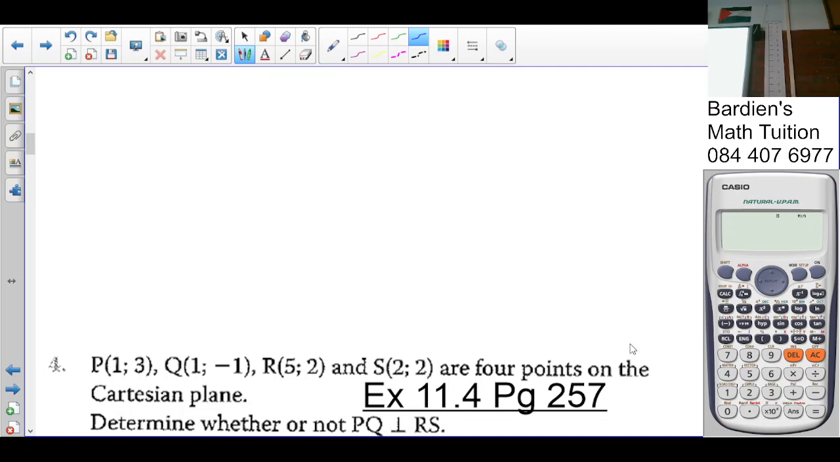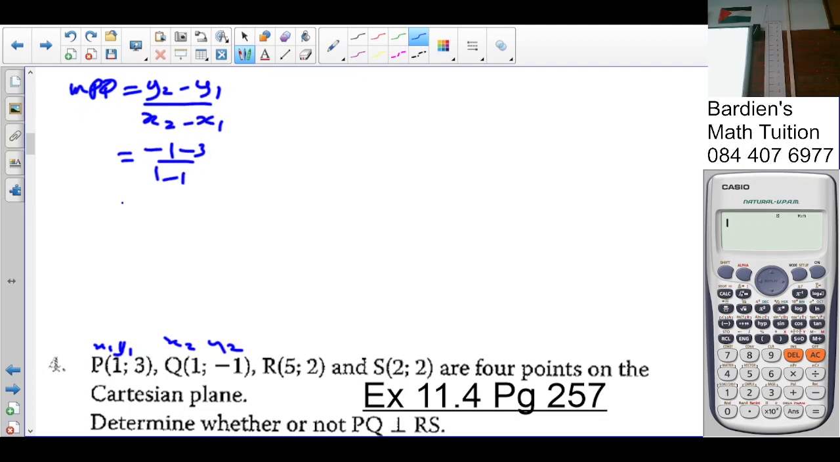So what we're going to do is find the gradient of PQ. If you make this x1, y1, x2, y2, it's going to be y2 minus y1 over x2 minus x1. So it's going to be negative 1 minus 3 over 1 minus 1. So hang on, this is going to be an undefined gradient here, not so? Which means it's parallel to the y-axis. If this works out to be 0, then it would be parallel to your x-axis. Then it would be perpendicular, not so?